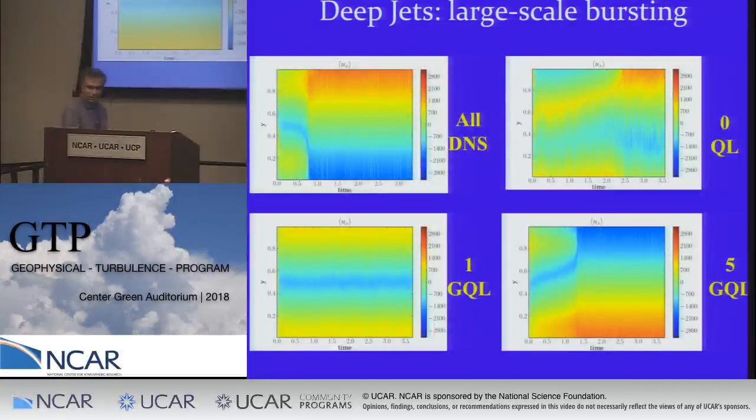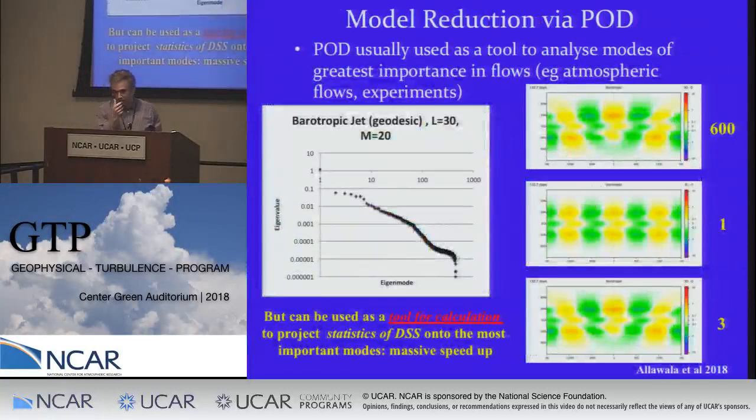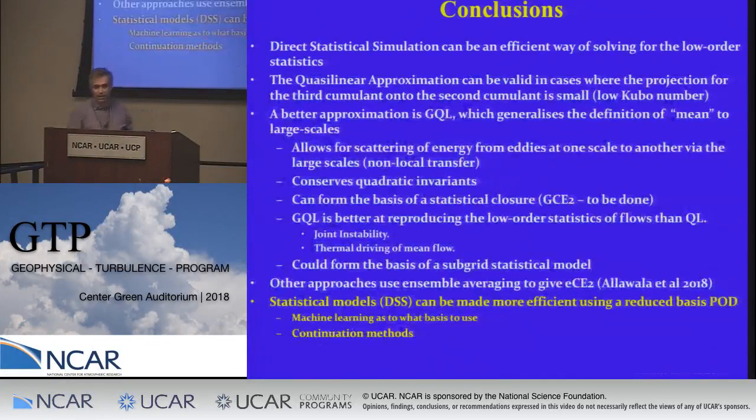I'm rapidly running out of time, so I won't say anything about how one can make direct statistical simulation faster. I'll conclude by saying direct statistical simulation can be an efficient way of solving for the low-order statistics, but beware, the cheapest version of direct statistical simulation does not work. It works close to statistical equilibrium, but as you move away from statistical equilibrium, it can begin to break down.